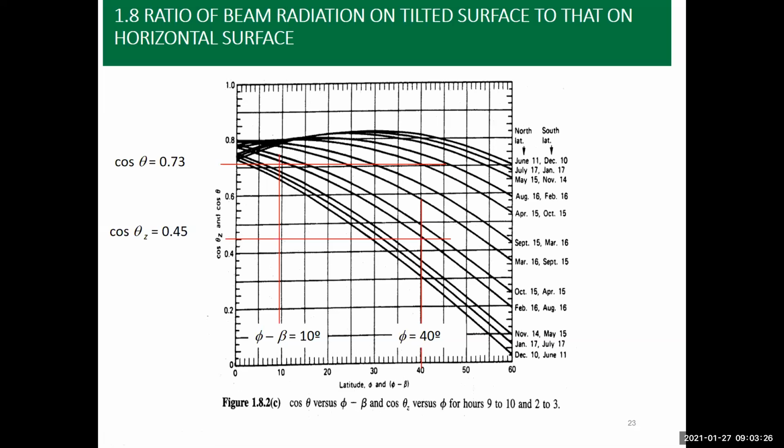But if we want the value of cosine theta, then we need phi minus beta. Phi is 40, beta is 30, so the difference is 10. So at a value of 10 here, we are going to construct a vertical line. I'm doing it a little bit aside so that you can see it. If you are solving it yourself, you are going to move along that black line vertically. It's going to coincide again with this line of February 16 at a point. This point should be a little bit above. And then you can get the value again, 0.70, 0.72, or 0.73. So this is cosine theta. This is cosine theta z.